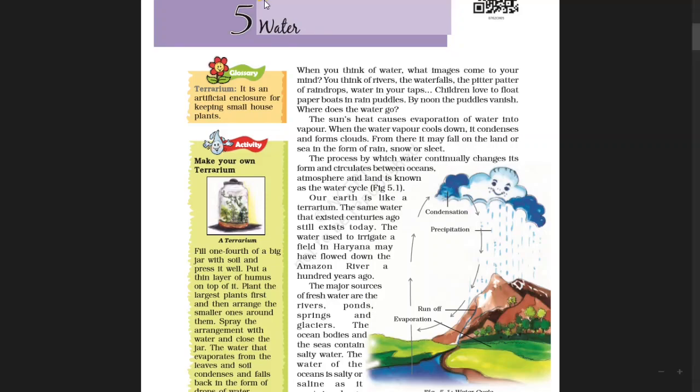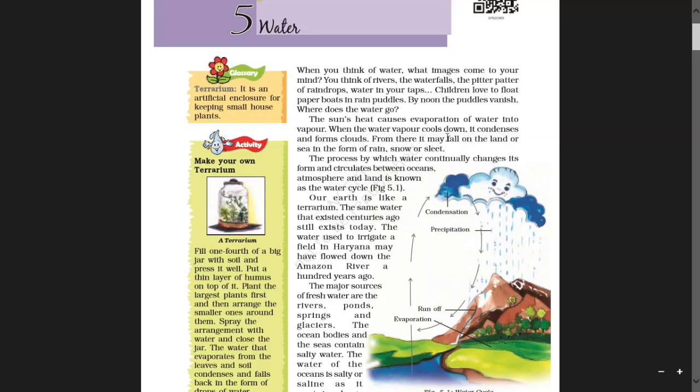When the water vapor cools down, it condenses and forms clouds. See, when this water vapor cools down, it condenses, it becomes denser and forms clouds. So from earlier, that means at first you find water there, and from water it evaporates as vapor, and when this vapor condenses, it forms clouds.